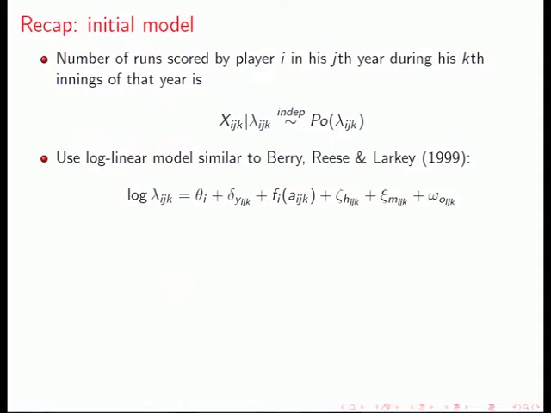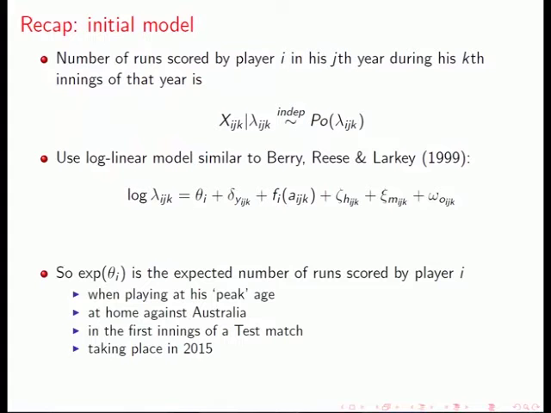So this is the model. I've gone through these little bits here. So as I was just saying, if we exponentiate this, e to the theta is going to be the expected number of runs when all of these factors are 0. So the person's playing at their peak age, at home, in the first innings against Australia, taking place now. Okay? So what we're going to be doing is not only estimating these different things, but also looking at the posterior distributions of these exponentials in order to sort of rank batsmen.